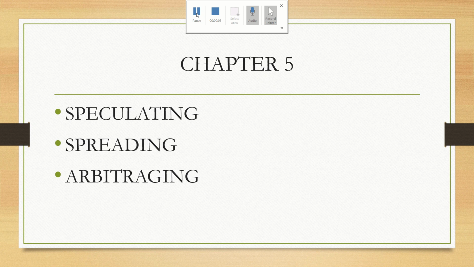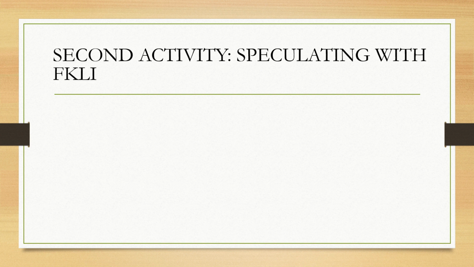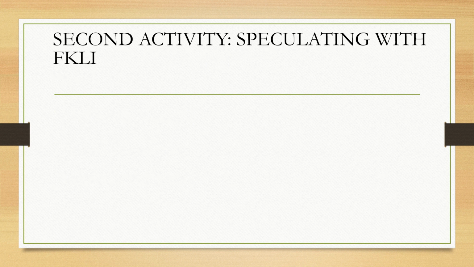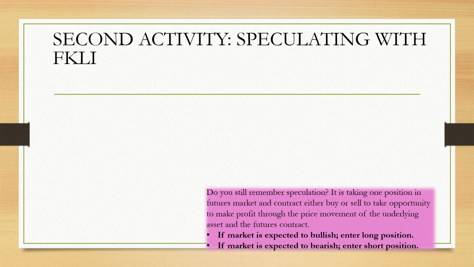So today, this week we continue with our lecture on chapter 5. Last week we did hedging of FKLI. So for today we will continue with three more activities, which are speculating, spreading and arbitraging. So we shall start with speculating with FKLI. Okay. So the second activity for this particular chapter is speculating with FKLI.